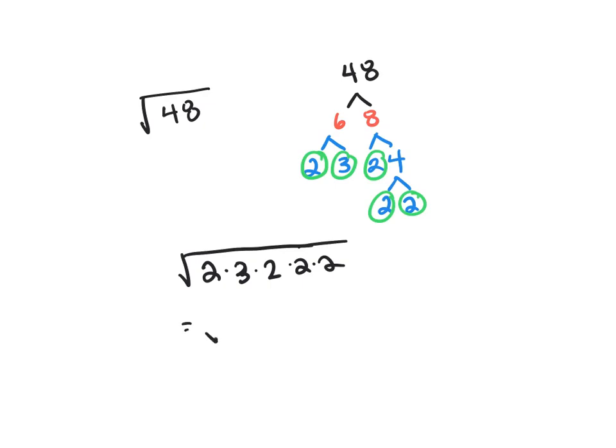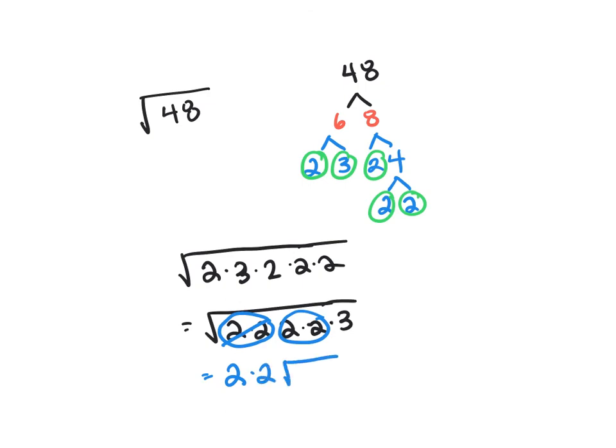And generally speaking, we write them in order. So I'll write this as 2 times 2 times 2 times 2. I have four 2's times 3. Do I have pairs? I have this pair of 2's here and this pair of 2's here. One from this pair comes to the front, and one from the other pair of 2's comes to the front, and we multiply them. And I leave whatever's left underneath. So now I get 2 times 2 is 4, and this is equal to 4 square root of 3.